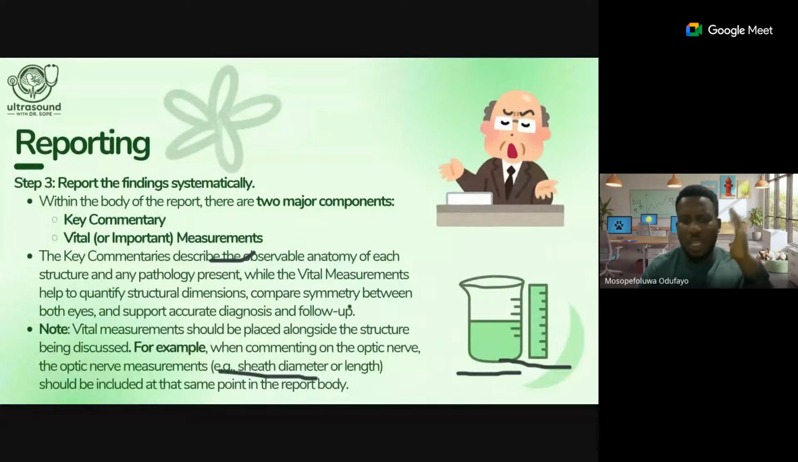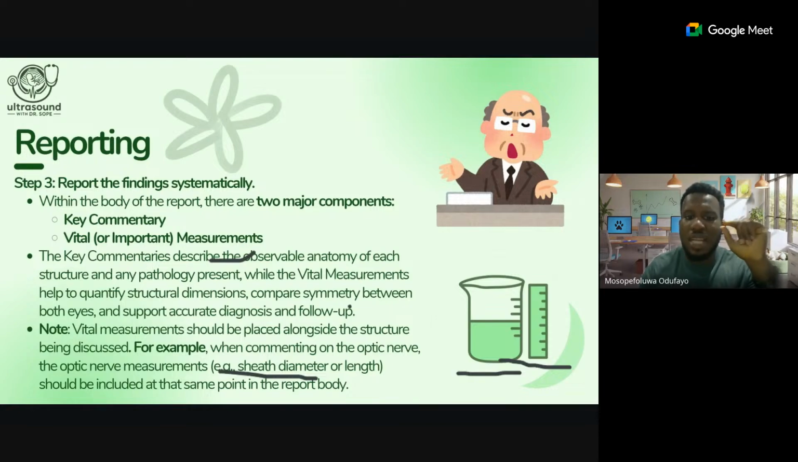Key commentaries describe the observable anatomy of each structure and any pathology present, while vital measurements help to quantify structural dimensions, compare symmetry between both eyes, and support accurate diagnosis and follow-up. Whether you want to do both eyes at the same time or right eye and left eye depends on you. But every single part of your report that has to do with the eye must be described with some key commentaries and with the measurements that are important.